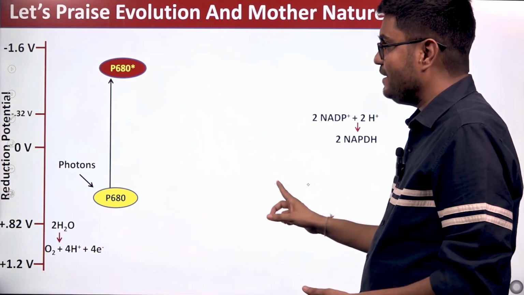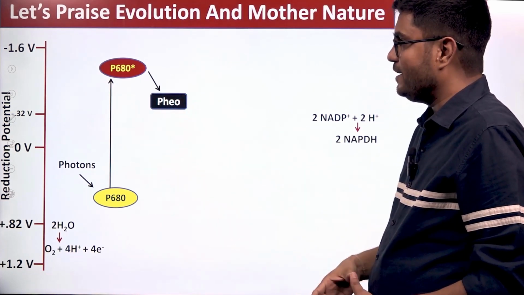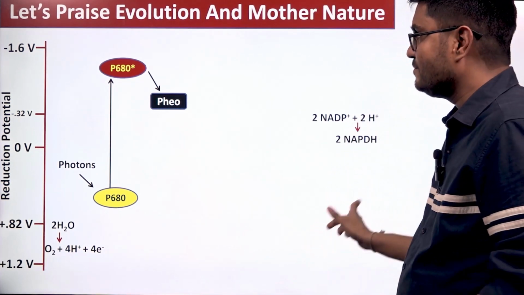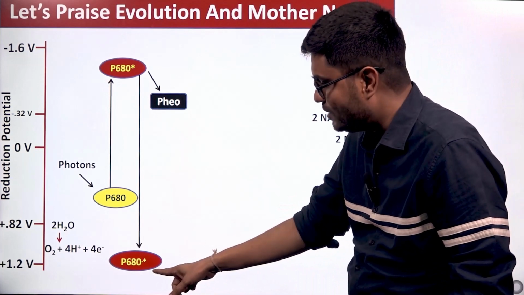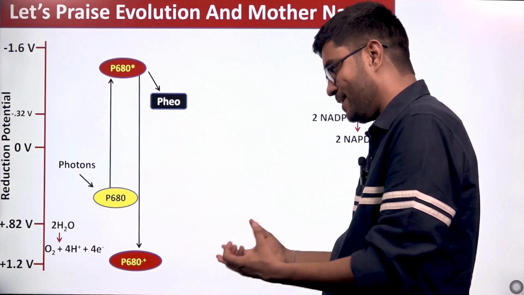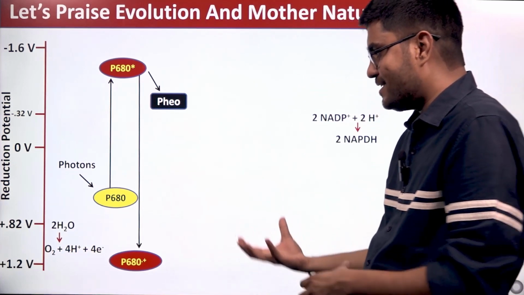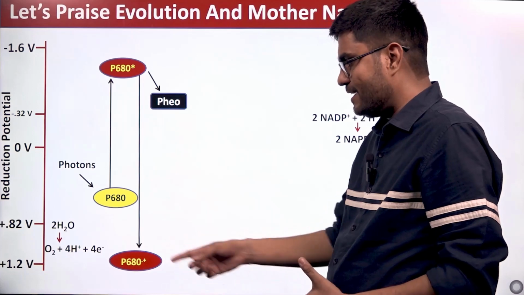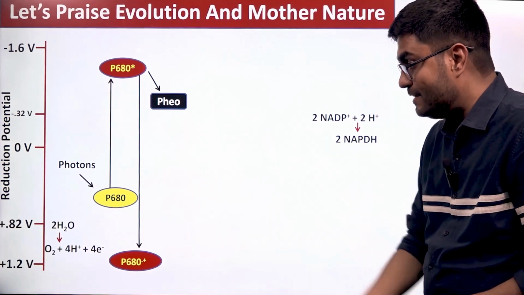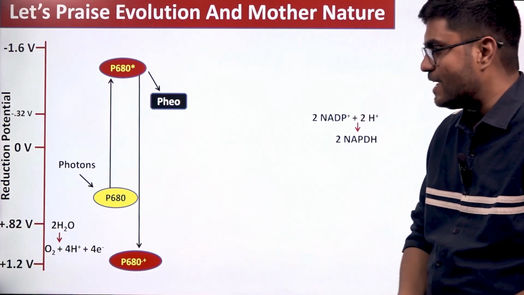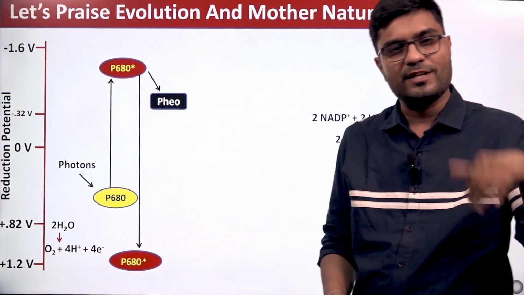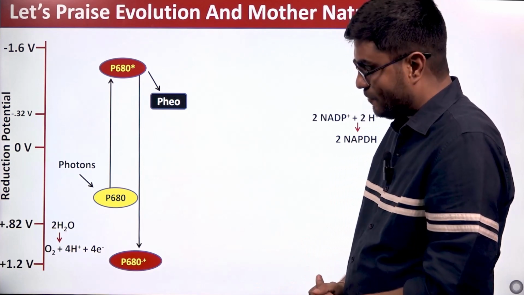Once P680 loses its electron to pheophytin, the position of P680 changes again. Now it reaches here downwards, and an amazing transient chemical species is generated, which is called a radical ion. It has a single electron and also a positive charge because it has lost one electron. And this P680 radical ion has a reduction potential equal to plus 1.2, which is one of the highest in natural systems. So what will happen?